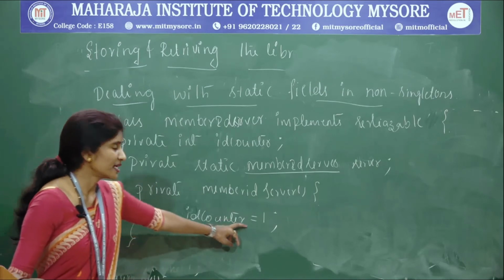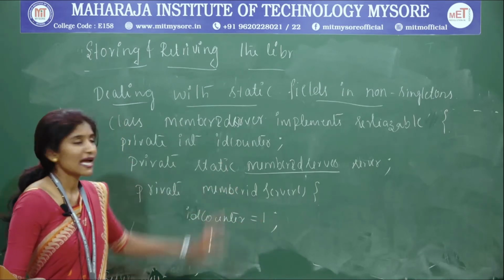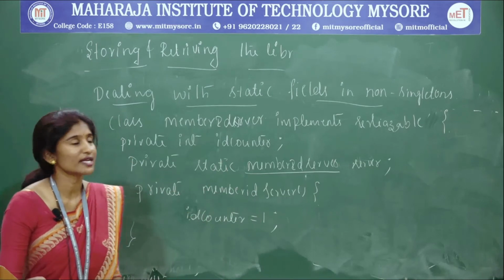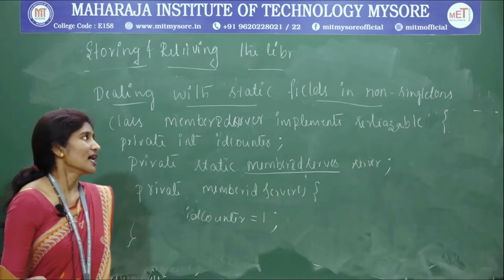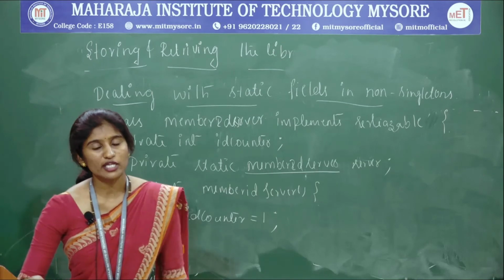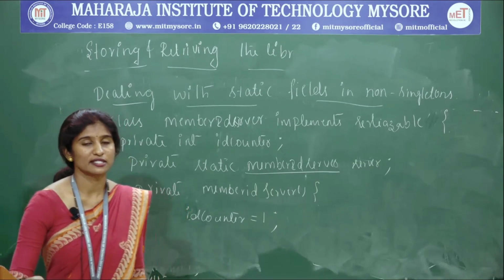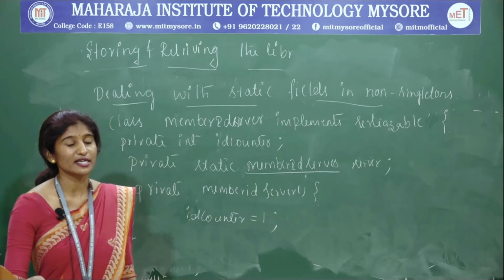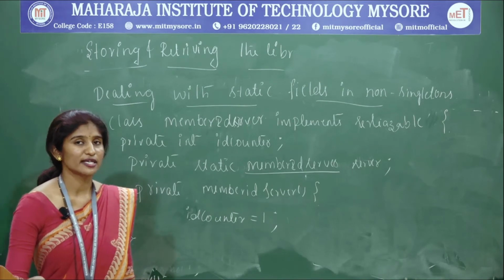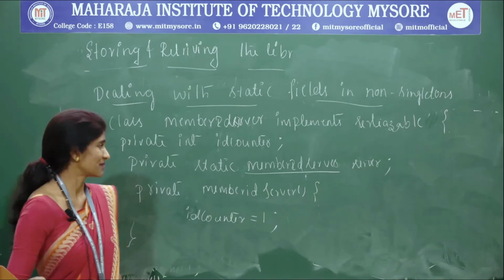So initially it has been updated with a 1, and the same class is made static. Then how is it going to maintain the singleton property? When a class or a method is maintained as static, how is it going to maintain the singleton property? That is what is explained here.